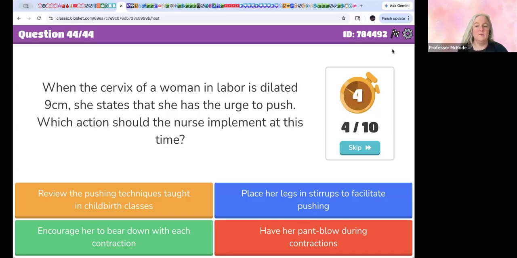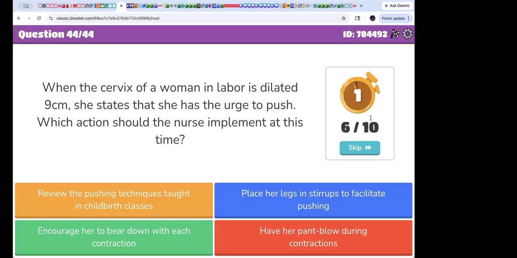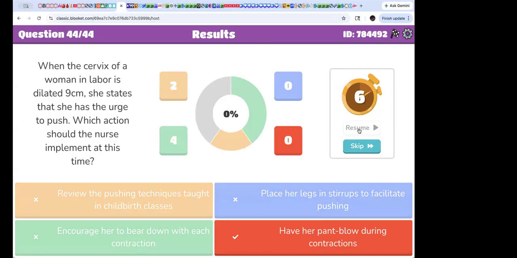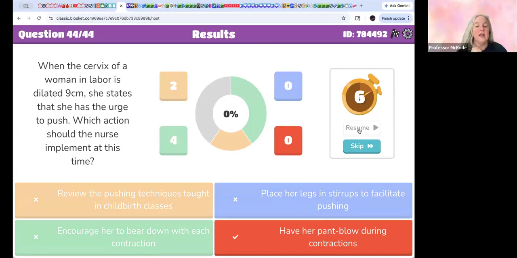Can she push? No. She shouldn't push, right? So why should she not push? Because she's not dilated. She's not 10. Okay, if she pushes before the cervix is fully dilated, then we're going to risk tearing the cervix or causing swelling. And if it tears, it bleeds like crazy. We don't want her to push yet.